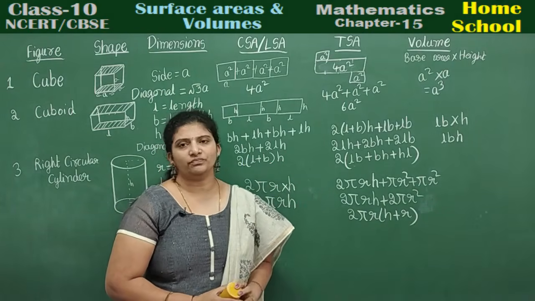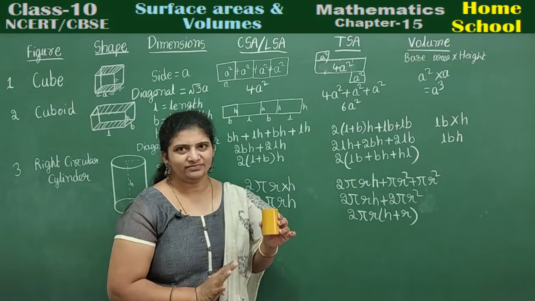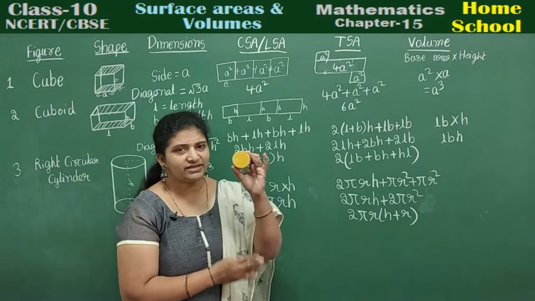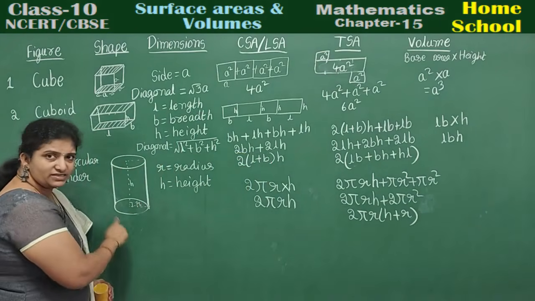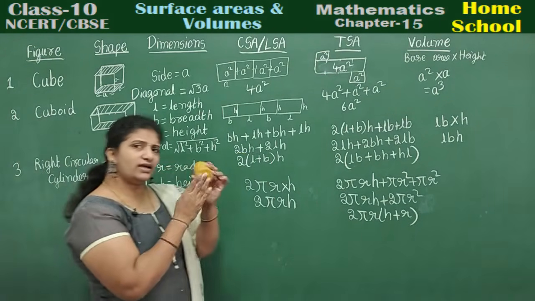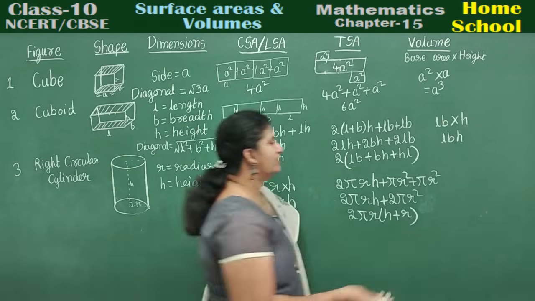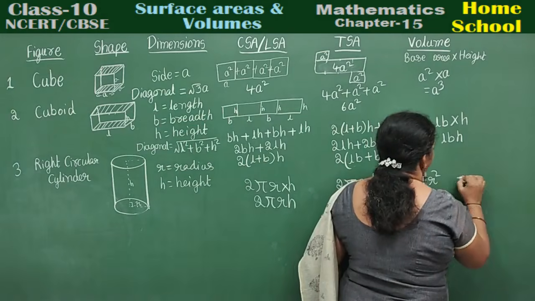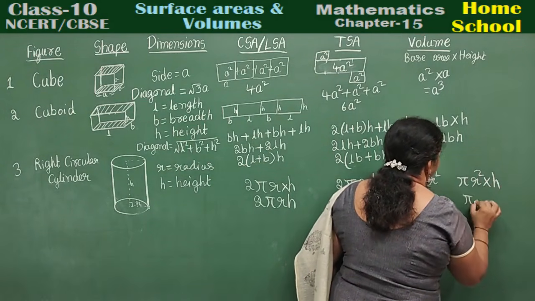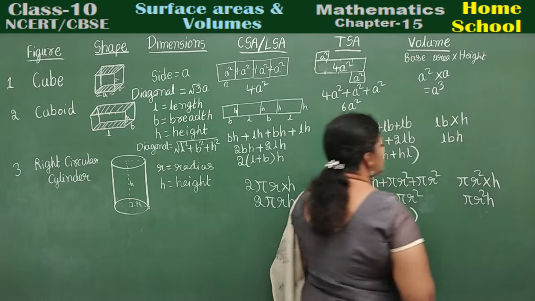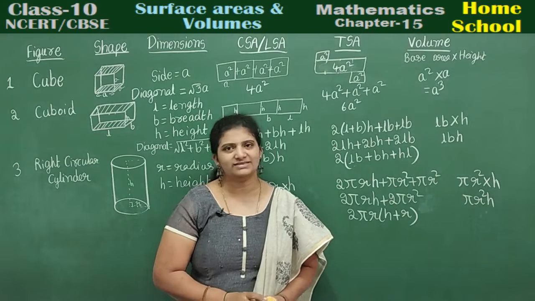Coming to volume. What is volume? Area of a base into height. Base is in which form? Circular. Yes or no? The base is a circular shape. Area of the circle is how much? Pi r square into height. That will be the area of a circular base, pi r square, into height. That will be pi r square h cubic units, the volume of a right circular cylinder.